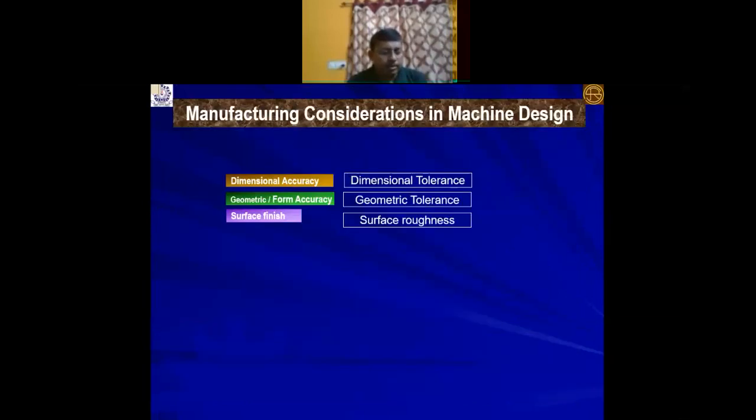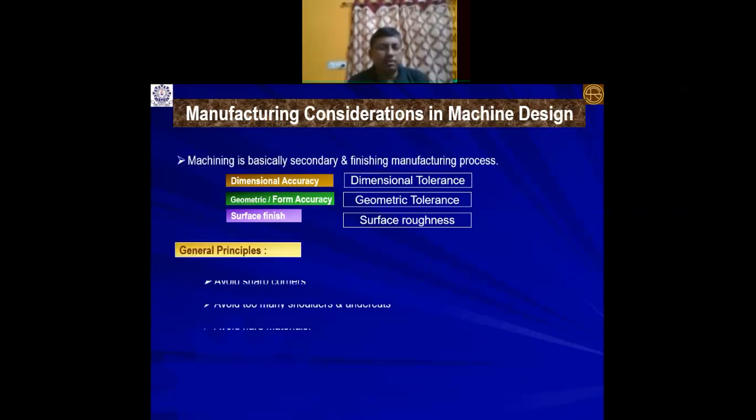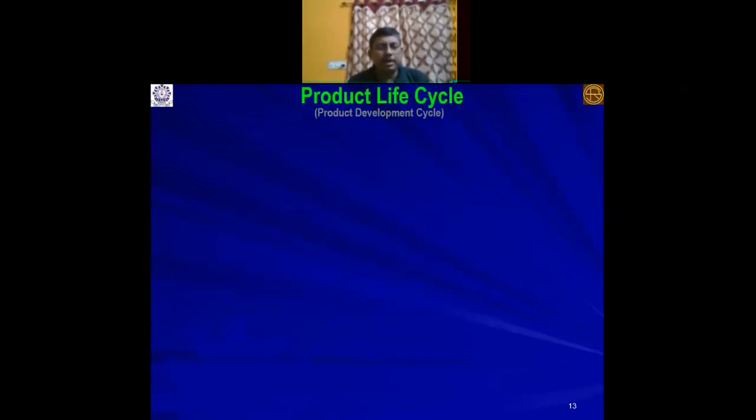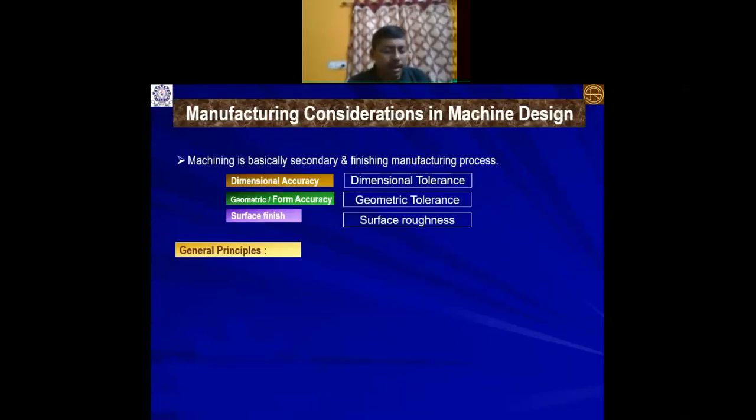So manufacturing consideration is another important factor in machine design, because ultimately your product has to be manufactured. There are a lot of considerations like dimensional accuracy, geometric accuracy, and the surface finish. All these things are required. There are some general principles, and that has to be cross-checked by using CAD tools.